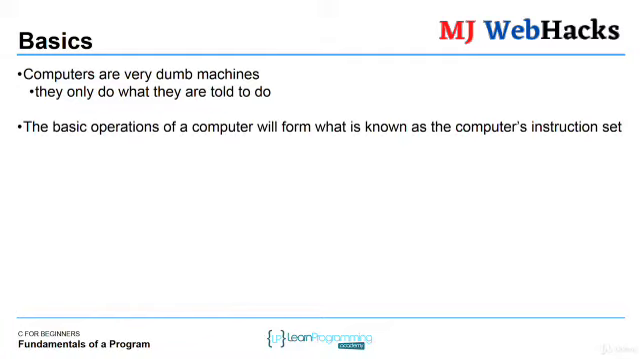So the basic operations of a computer form what is known as the computer's instruction set. If you think about that, it's just how it's going to do something. So we need to tell this computer how to do it. We do it in the form of a program. At an even lower level, each computer has what's called an instruction set, and an instruction set is basically the instructions on the CPU, the processor of the computer.